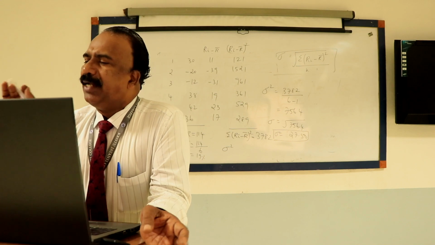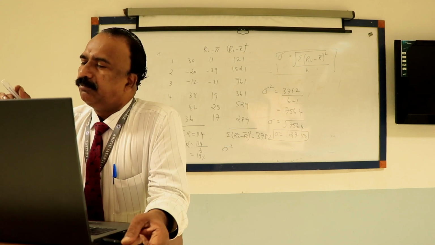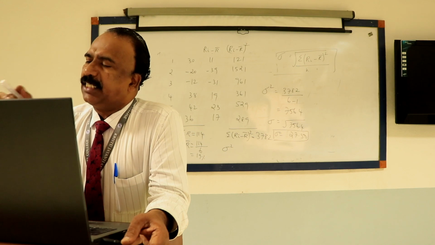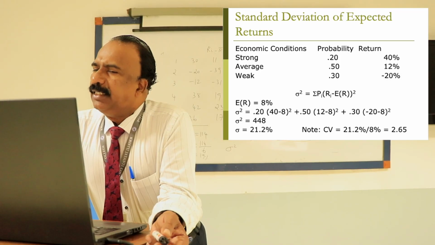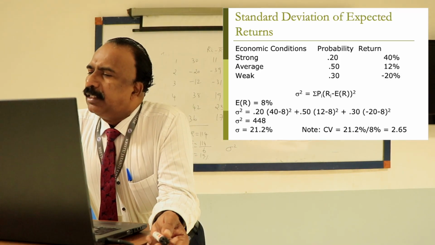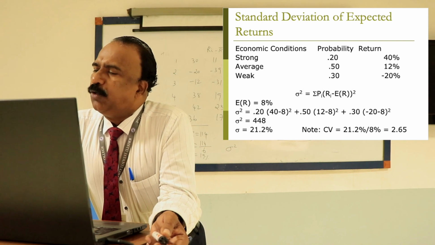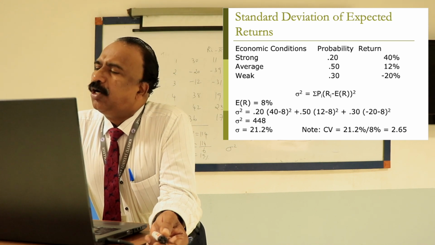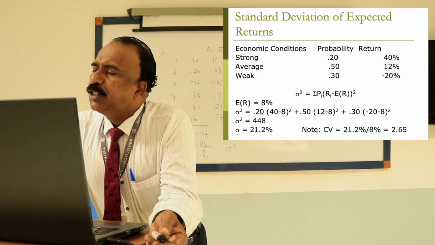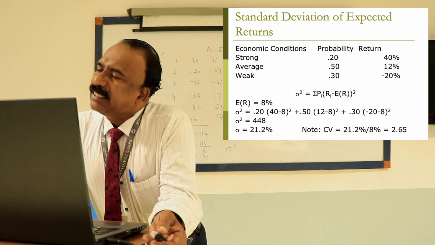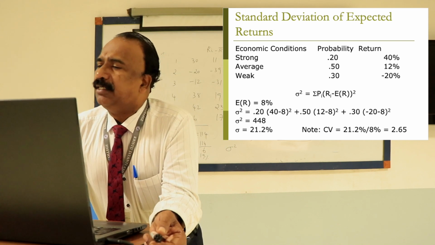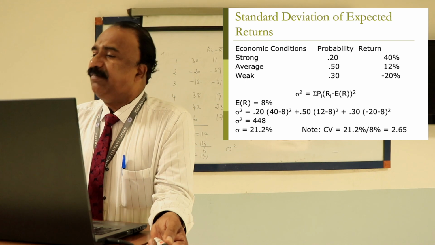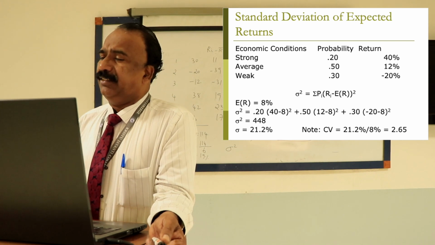So this is when the actual return is given. Now we are going to calculate standard deviation when the expected return is given. When the economic condition is very strong, the expected return is 40%. So what is the difference between expected return and actual return? Actual return is when the investor has invested in a stock market and has received that particular stock return. He has received it. That is called actual return.